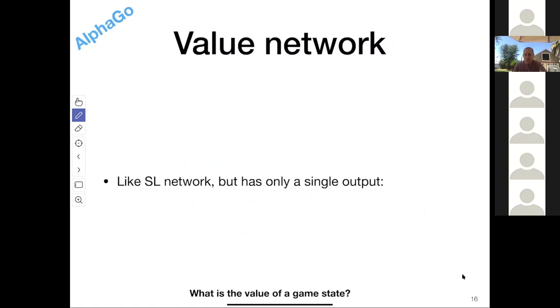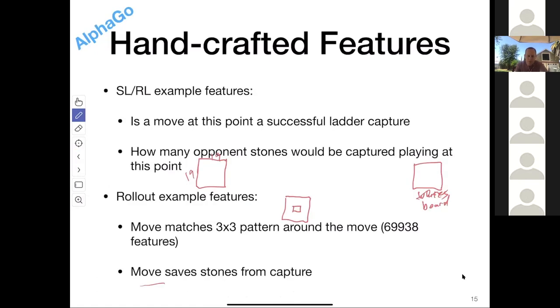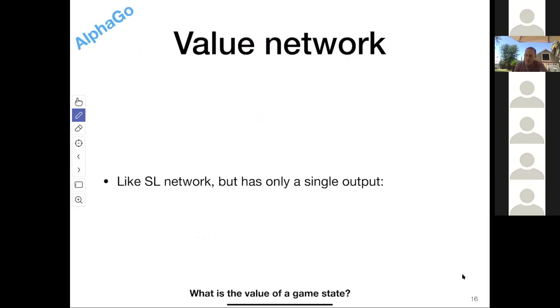The value network, so let's go back and look at what the SL network output is. The SL network is telling us the policy. The input is the state, which is the board plus features. What does the output look like? What shape is it? It's a probability distribution, exactly, over all the actions that you can make in that state.